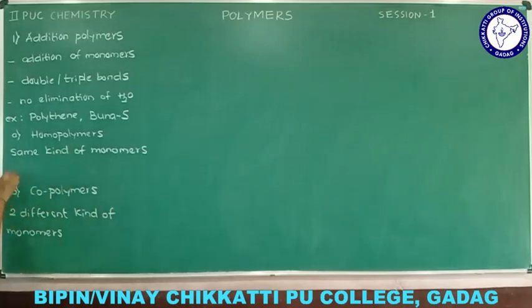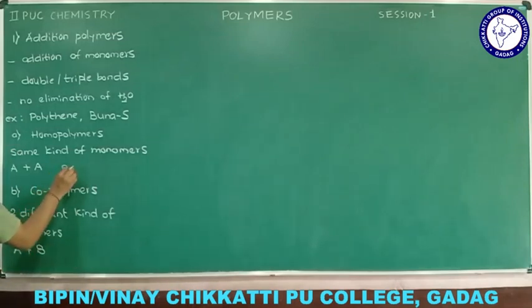In case of homopolymers, if one monomer is A, the other monomer will also be A, whereas in case of a copolymer, if one monomer is A, the other monomer will be B, meaning we have two different kinds of monomers. In case of homopolymers, we have the same kind of monomers.